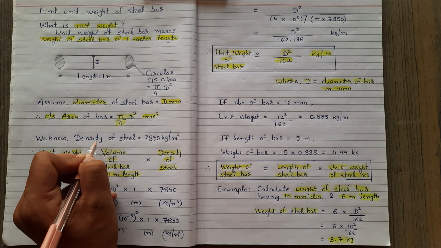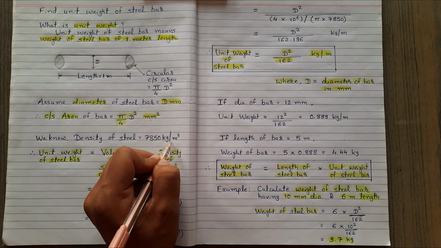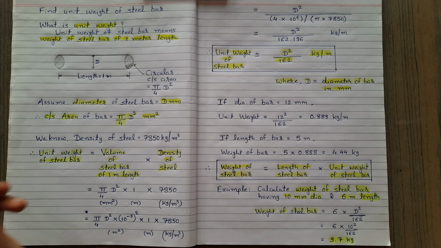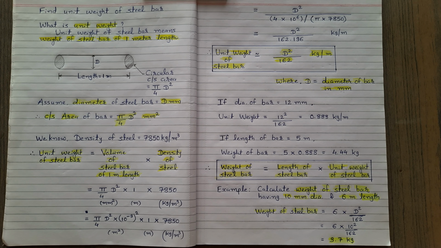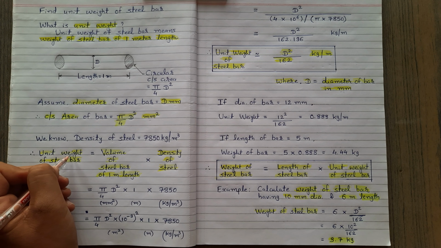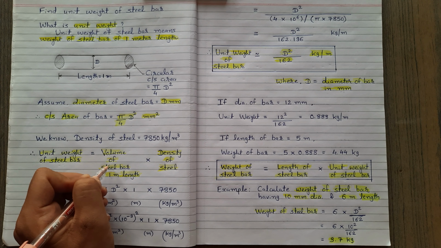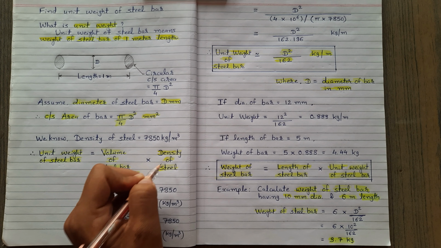Now we know density of steel 7850 kilogram per meter cube. Now weight is equal to volume into density. So unit weight of steel bar is equal to volume of steel bar of 1 meter length into density of steel.